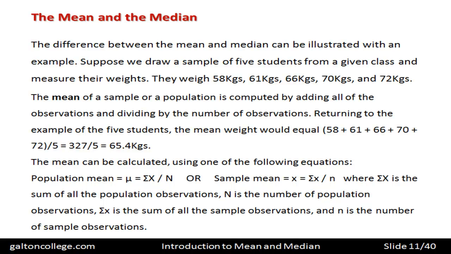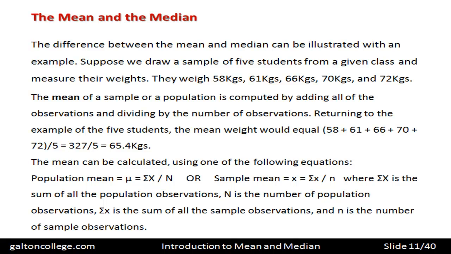Mu is the average. Mu, which is a bit like a U, except the tail on the left-hand side is slightly elongated. So mu is equal to sigma X. We add up all of the X's, all of the values, and divide by the number of values.